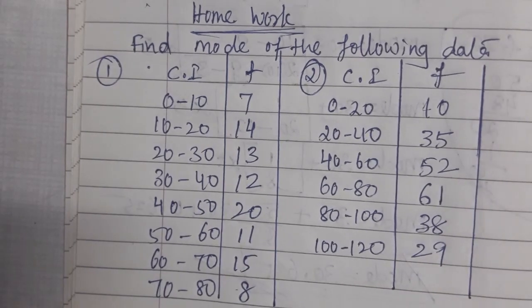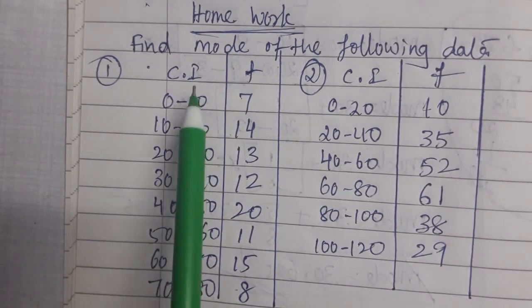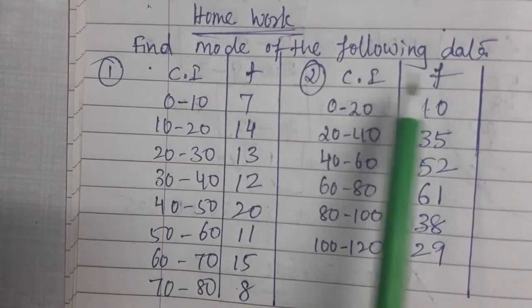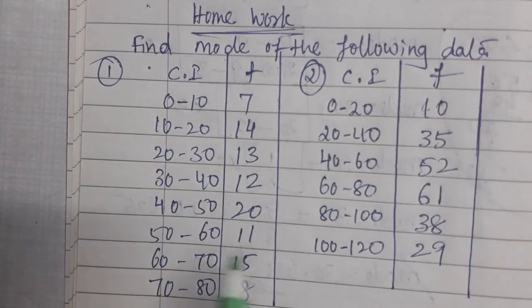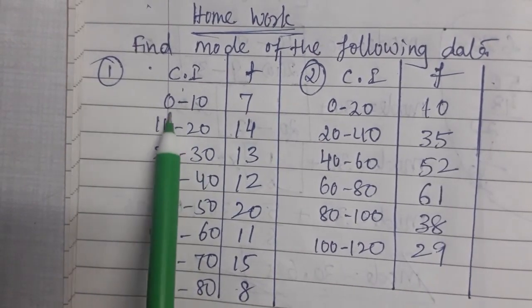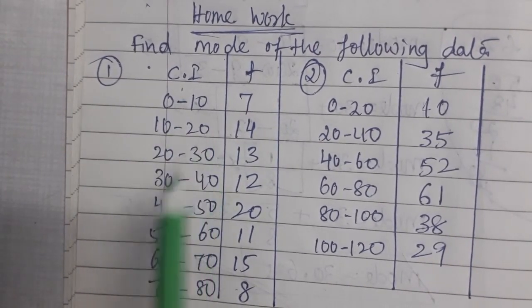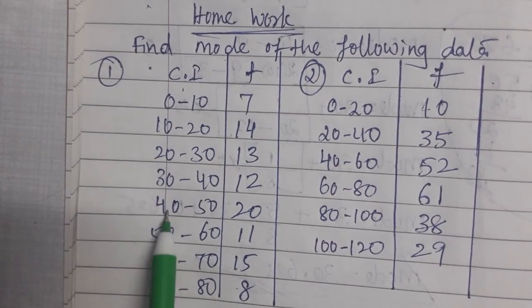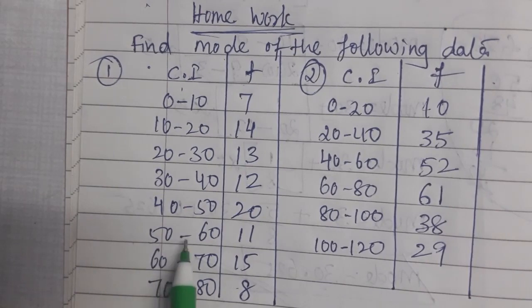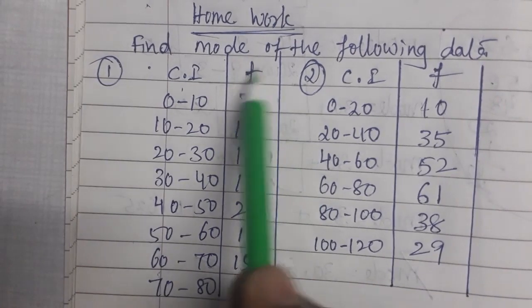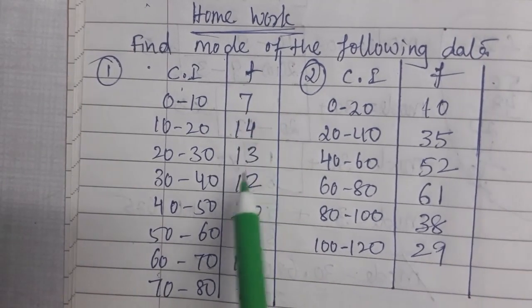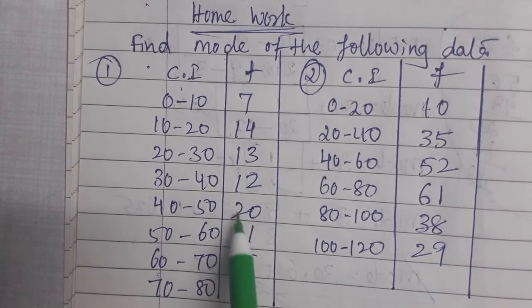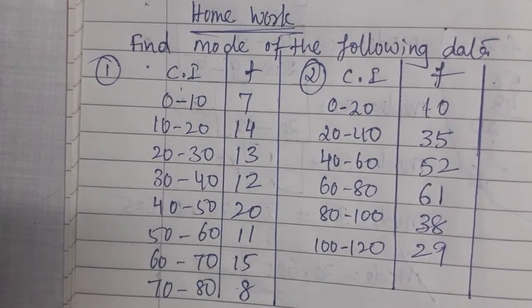Now, you have two homework sums. Find the mode of the following data. First sum: class intervals 0 to 10, 10 to 20, 20 to 30, 30 to 40, 40 to 50, 50 to 60, 60 to 70, 70 to 80. Frequencies 7, 14, 13, 12, 20, 11, 15 and 8. You have to find the mode for this first question.